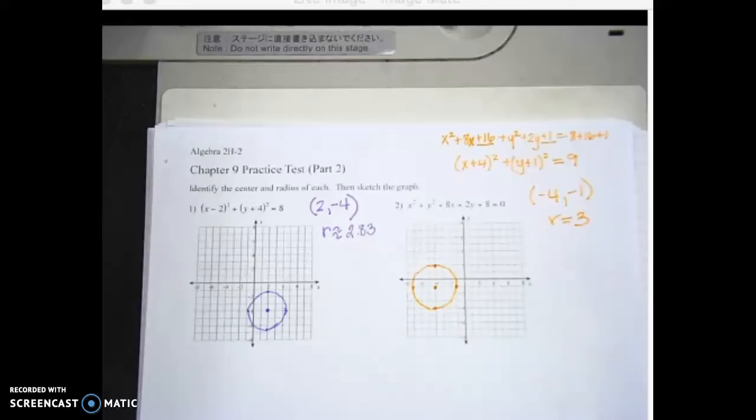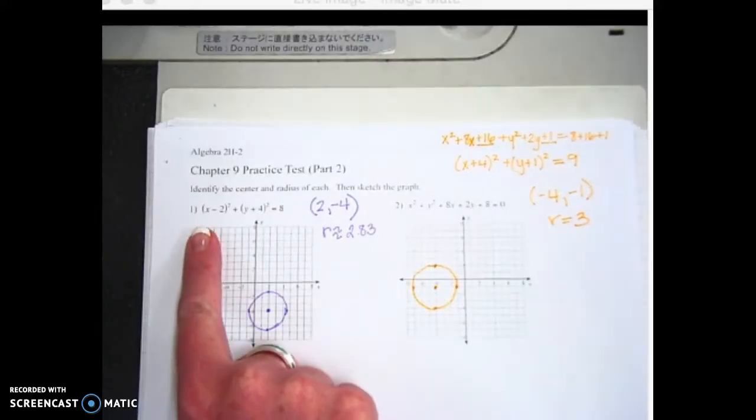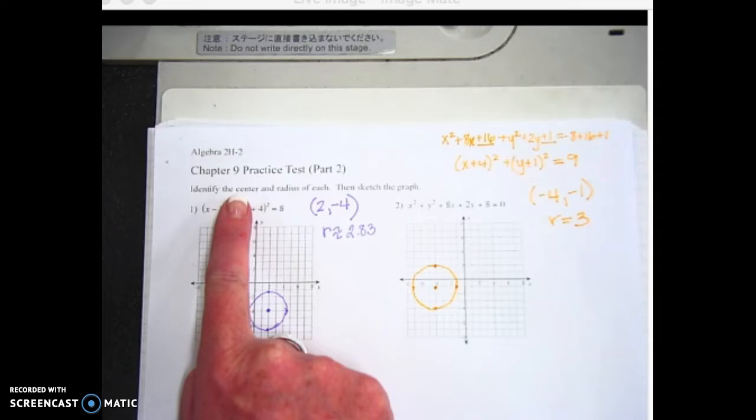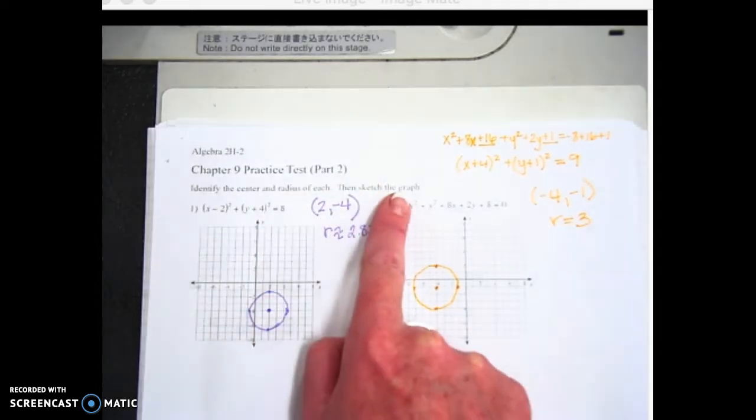This is part 2, the Chapter 9 practice test for Algebra 2. So the first 2 questions are circles, and you're asked to find the center, the radius, and graph them.